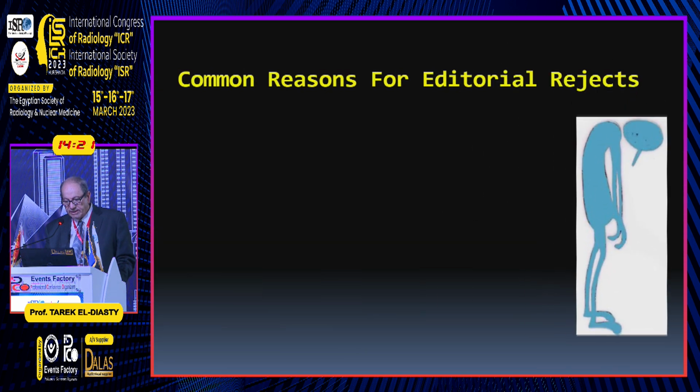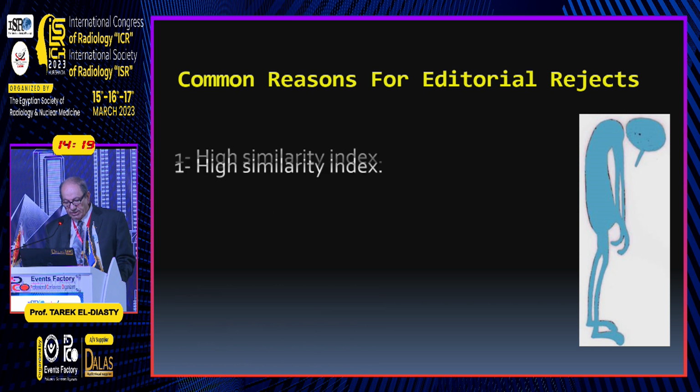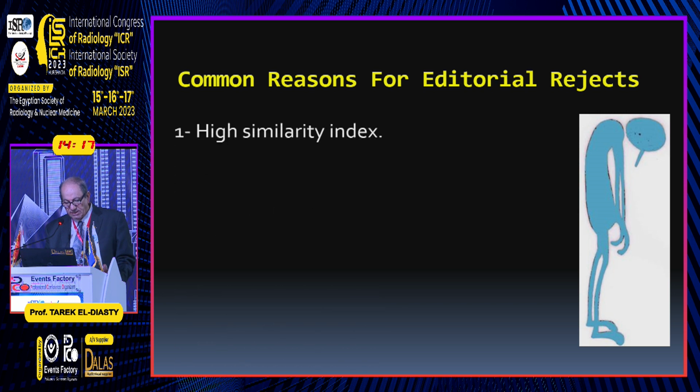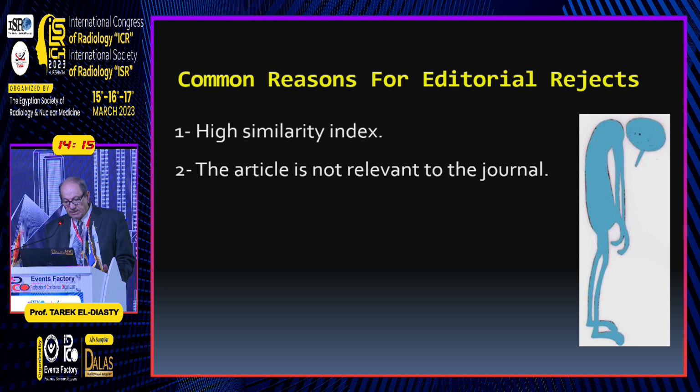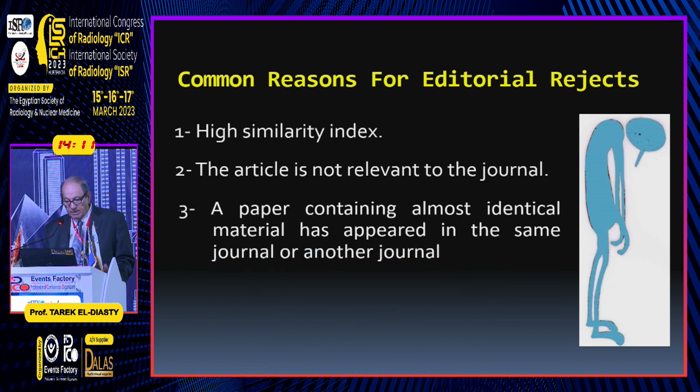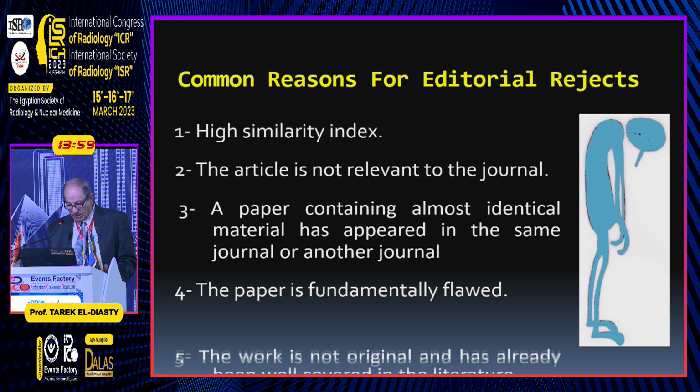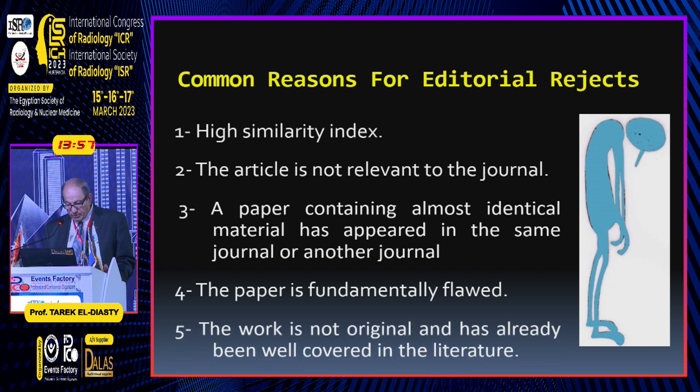So the common reasons for editorial reject are a high similarity index, the article is not relevant to the journal, a paper containing almost identical material has appeared in the same journal or other journals, the paper is fundamentally flawed, and the work is not original and has already been well covered in the literature.